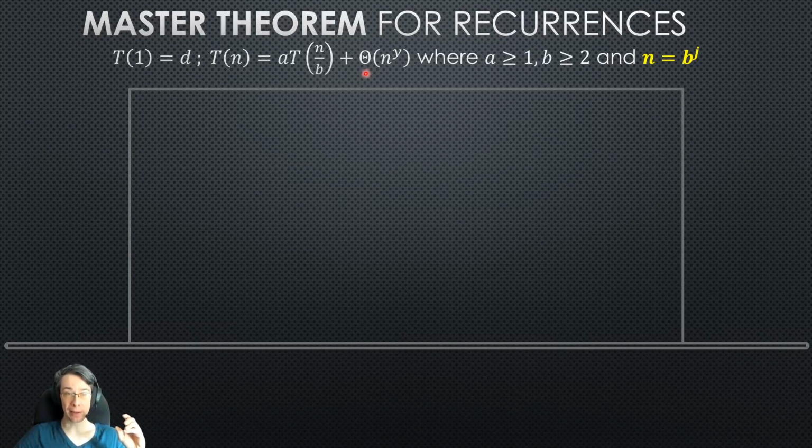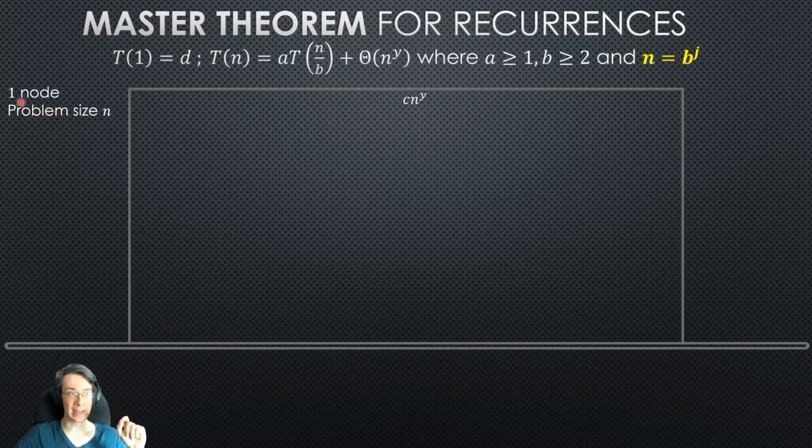And so at the top level of the tree, that's just going to be theta n to the y work. Okay, so c times n to the y for some positive constant c. And then we're going to make a recursive calls. Okay, so I'll show you that in a second.